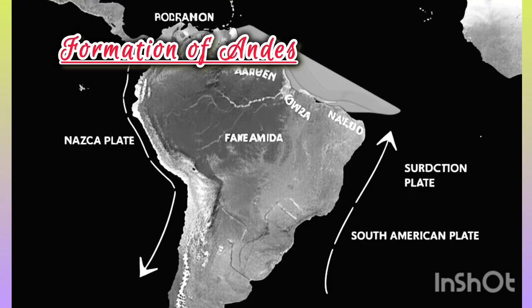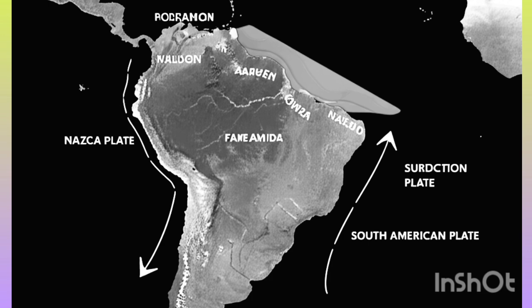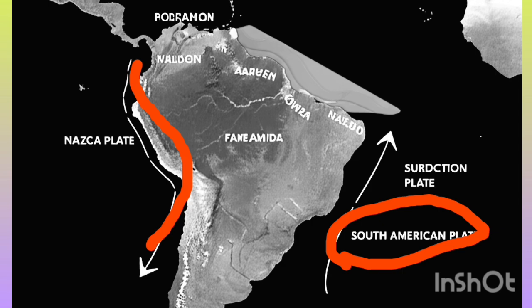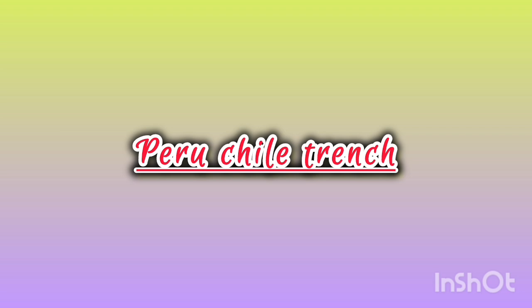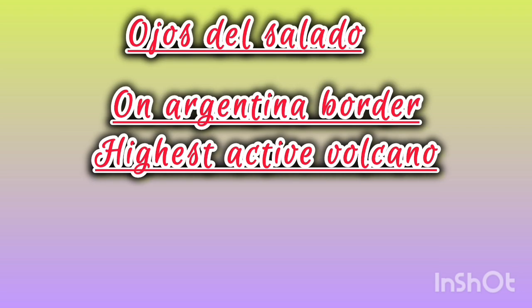Let's explore some examples. Let's start with the formation of the Andes. The important things you have to remember in the formation of the Andes are the plates that are involved: the Nazca Plate subducts under the South American Plate. Also, the Peru-Chile Trench formed in the subduction zone. Ojos del Salado is an active volcano present on the Argentina border, and it is the highest active volcano.